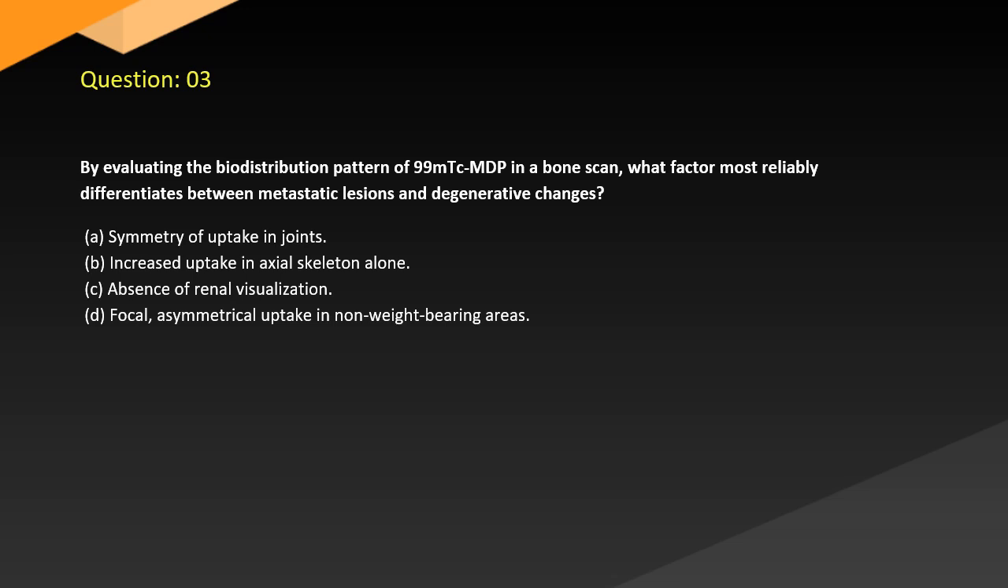Question 3. By evaluating the biodistribution pattern of 99mTc-MDP in a bone scan, what factor most reliably differentiates between metastatic lesions and degenerative changes? A. Symmetry of uptake in joints. B. Increased uptake in axial skeleton alone. C. Absence of renal visualization. D. Focal asymmetrical uptake in non-weight-bearing areas.